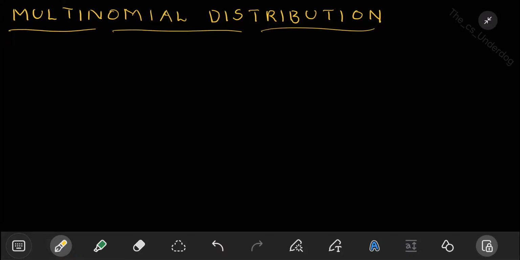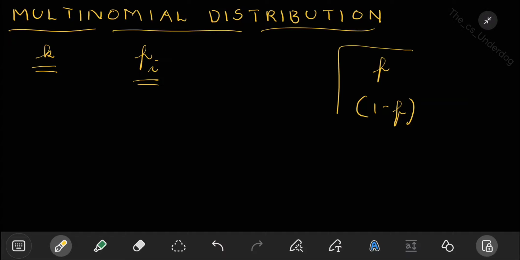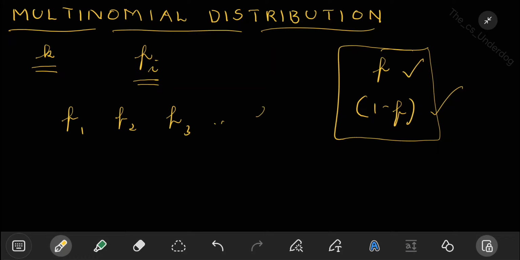It goes like this. You have k different possible outcomes and each of those outcomes has a probability pi. Previously we said that in case of success you have a probability p and in case of failure you have a probability 1 minus p. This is because it was a binary experiment in case of Bernoulli or binomial. Here it is not binary, so it's not just p and 1 minus p. You have p1, p2, p3 and so on up to pk because you have k different outcomes, right? So this is the case with multinomial.